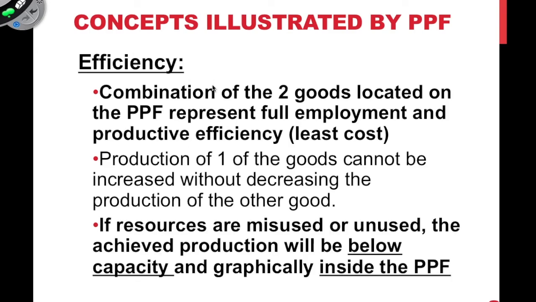And also the concept of efficiency. If a combination of goods is located on the PPF, that means you are efficient. You're using all the resources and doing so effectively, efficiently. Another way of saying that is that you cannot produce one more item, of any of the goods, without decreasing the production of the other good. If you were inside the PPF, if you were here, you could increase production of both at the same time. But if you're already here, increasing production of one means decreasing production of the other.